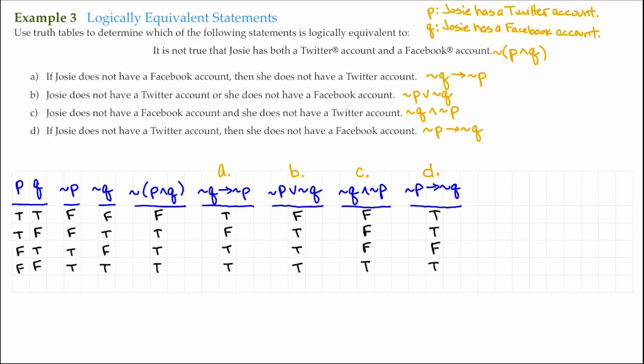So if you haven't noticed already, we can see right here that your truth values here, false, true, true, true, are the same for the original statement here. So we can say that it is not true P and Q is logically equivalent to not P or not Q. So it's letter B.